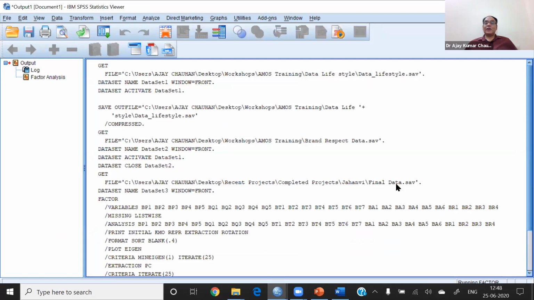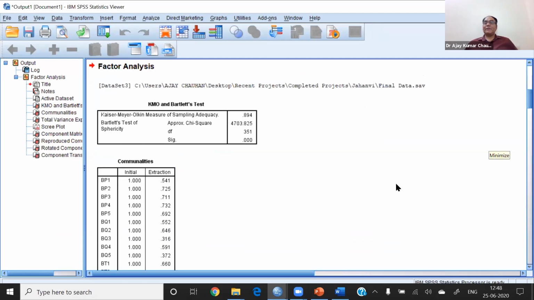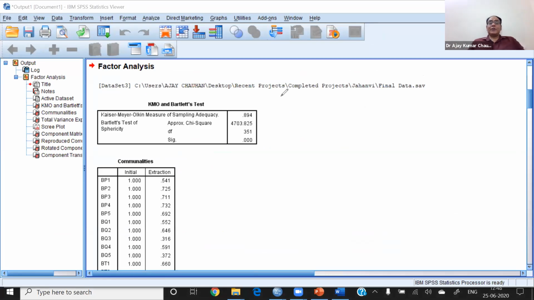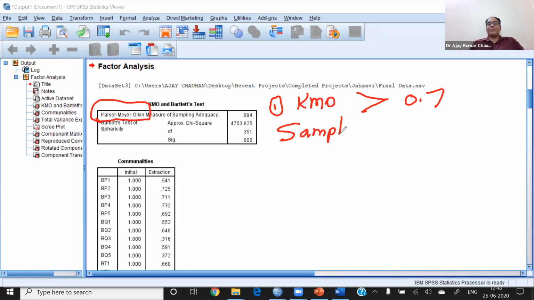Now you can see that all the outputs are here. Let me explain each and every output to you so that you will be comfortable after this lecture. First, the concept I am showing you is KMO. KMO means Kaiser-Meyer-Olkin. This value should be greater than 0.7, and it represents the sampling adequacy. For proper sampling adequacy, the value should be more than 0.7.